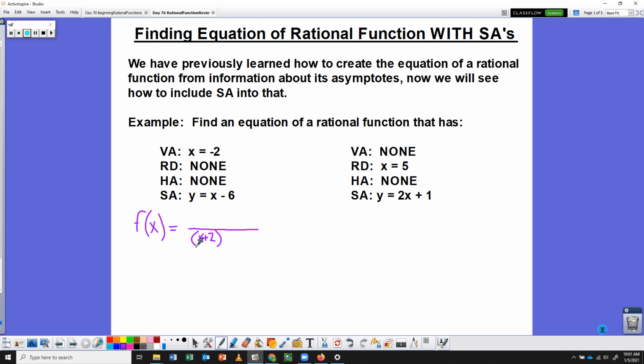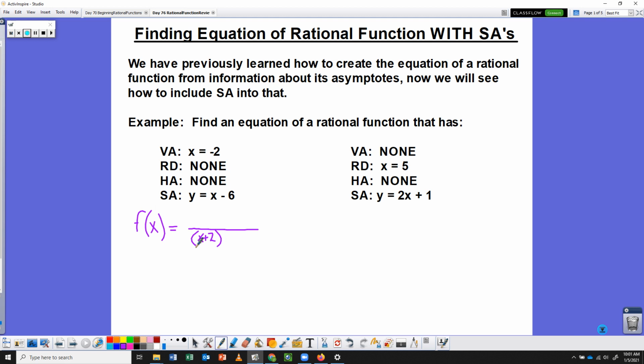Horizontal asymptote in this problem says none. So what that means, what we now know, is that the numerator has the bigger powers of x compared to the denominator. And then as we look below that, we're not just allowed to put anything that we want in the numerator, because now they're saying that the slant asymptote is y equals x minus 6.